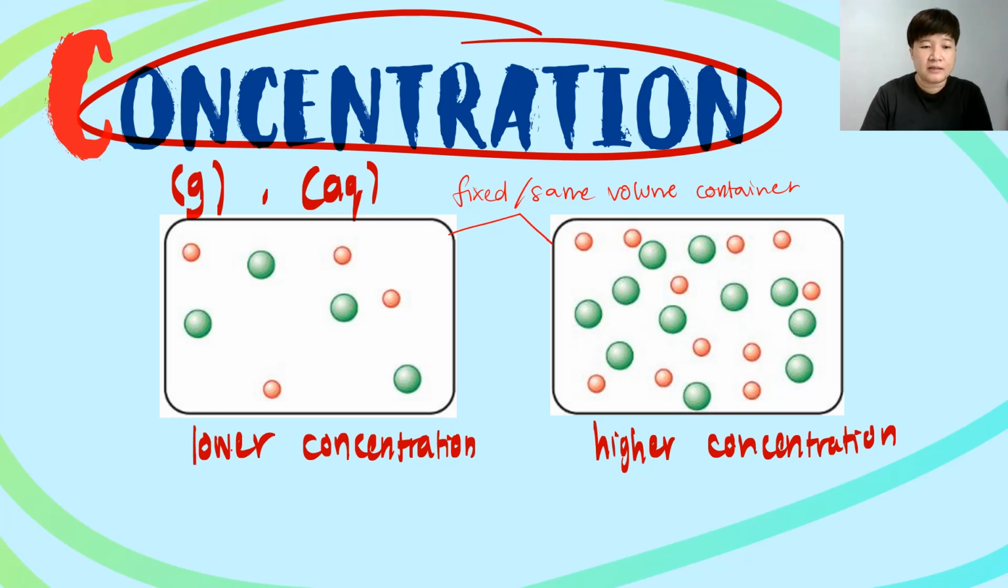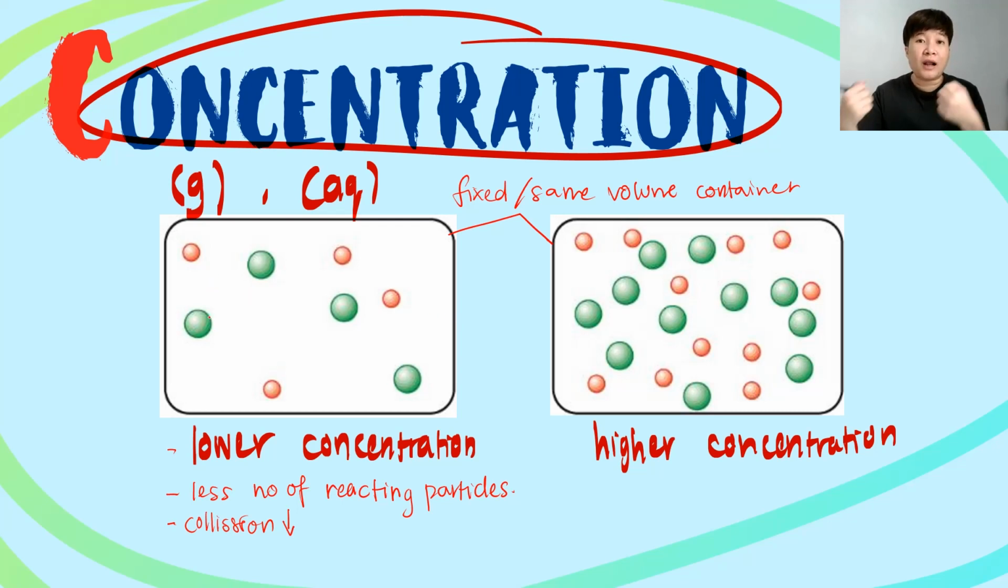If you look at the lower concentration, you have fewer particles. When you have fewer particles over here, what happens? The collision between the particles will be less. The collision between the particles to produce product will be less. For the reactant to become product, the reactants need to collide with each other. You need to have a collision, then only can you form product. Then only will your reaction happen.